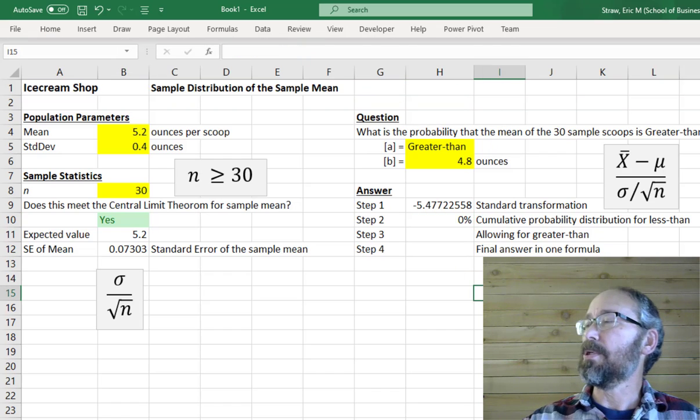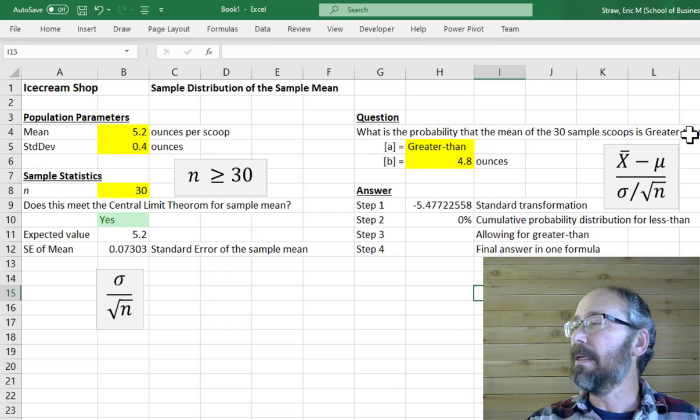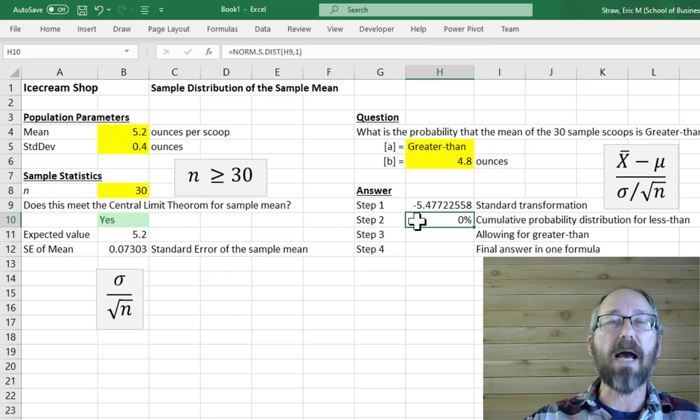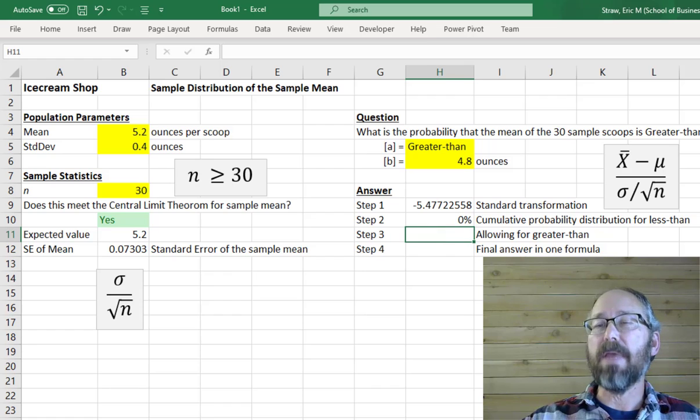So it's saying 0%. If we have a sample of 30, what's the probability that the mean of the scoops is greater than 4.8? But notice that we're solving it for less than right here. And we're saying, well, with a sample of 30, the probability that you get a mean of 4.8 when your population parameter is 5.2 and the standard deviation for the population is 0.4 is just not going to happen. It's 0% probability.